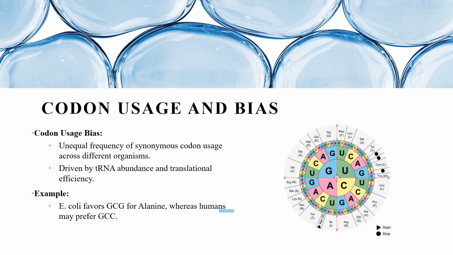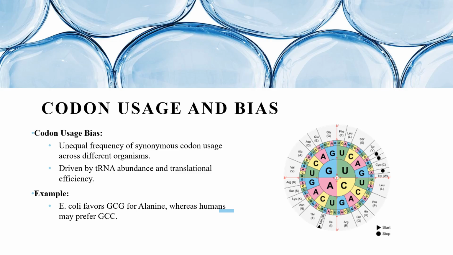Codon usage and bias. Codon usage bias is the unequal frequency of synonymous codons. Codon usage across different organisms means we use unequal frequency codons in different organisms, driven by transfer RNA abundance and translation efficiency. For example, E. coli favors GCG for alanine, whereas humans may prefer GCC.